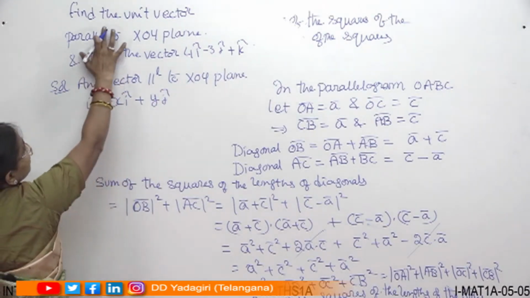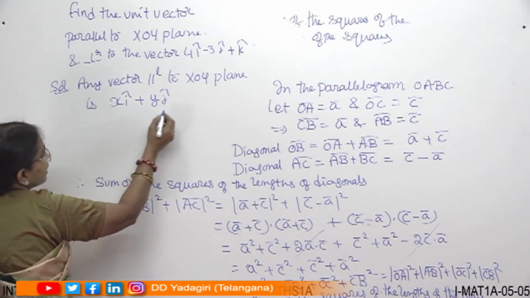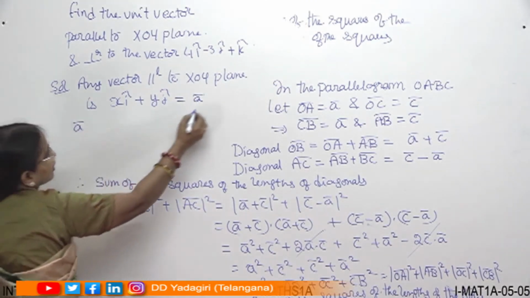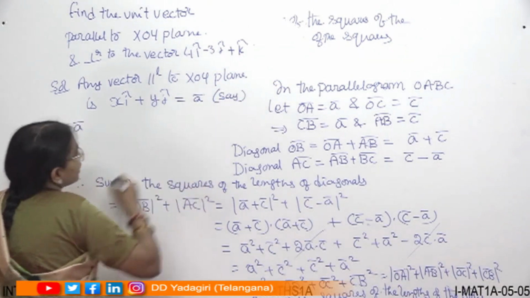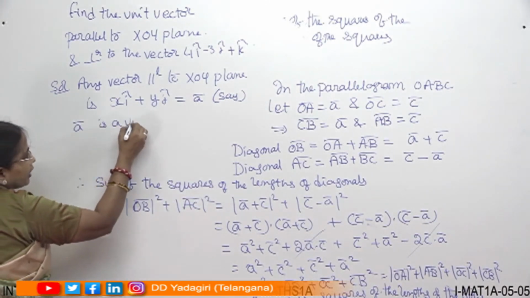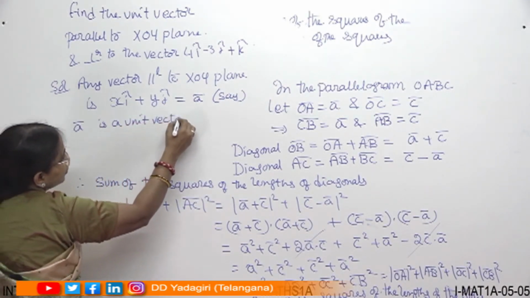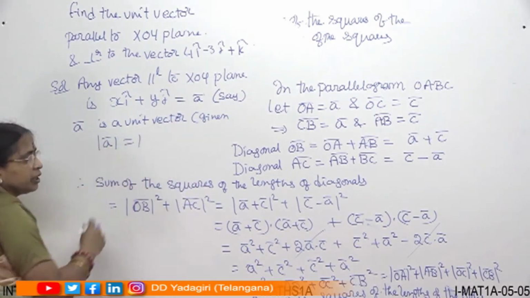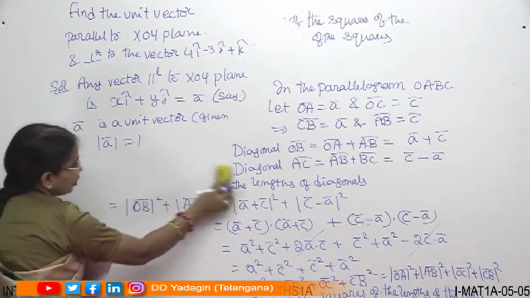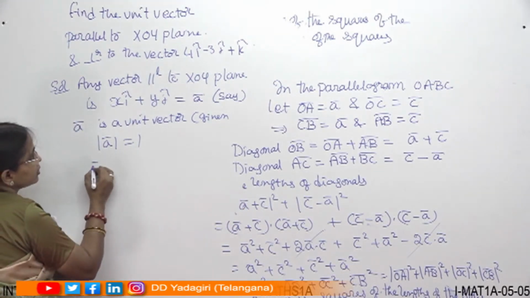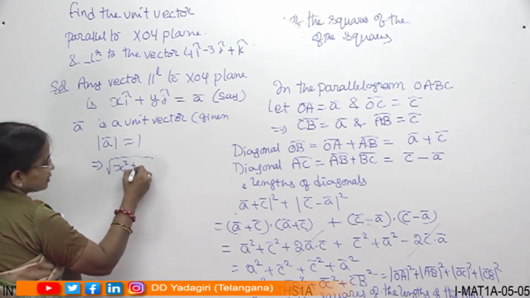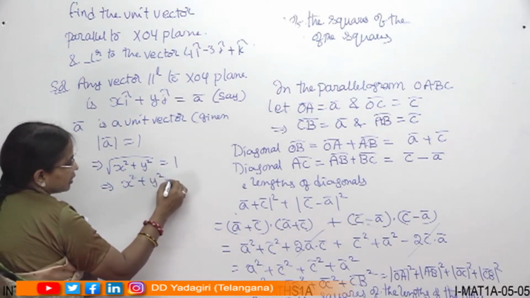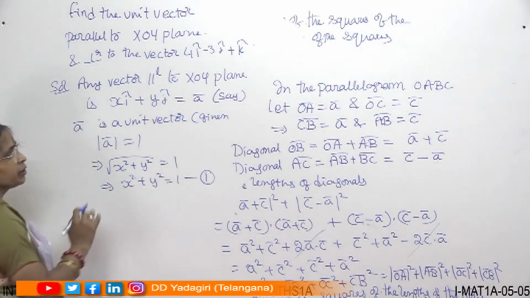Now it is a unit vector. So we'll take this as some vector A. It is given that A is a unit vector, so that means its modulus is 1. What is the modulus of this? The modulus is root of x square plus y square, equal to 1. So x square plus y square is equal to 1, by squaring. Call this equation 1.